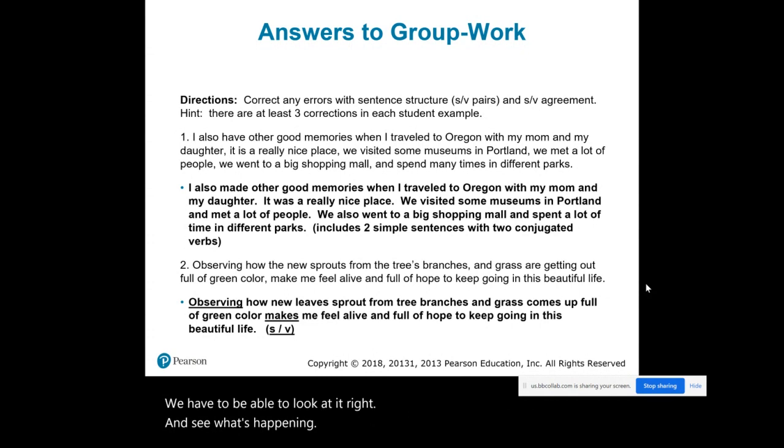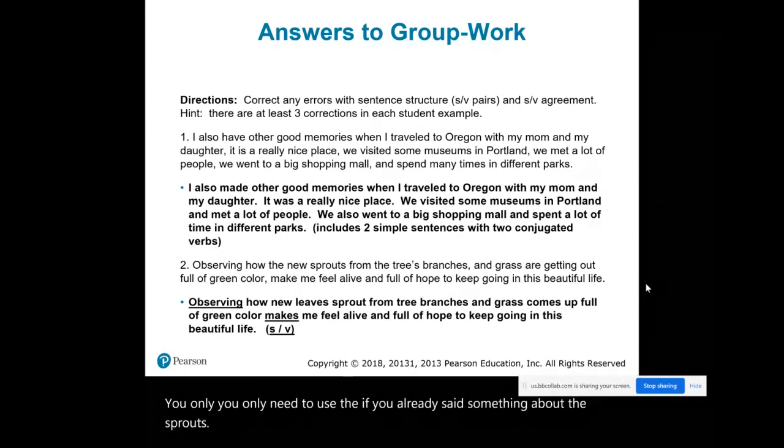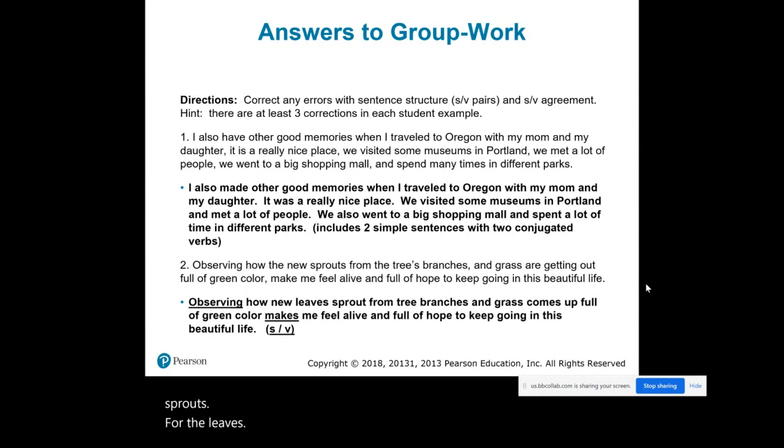Yes, I have a question. Yeah. Why in this sentence we don't need the article? Is it an article? I think yes, it's an article, the, after observing how the new... Why? You only need to use the if you already said something about the sprouts or the leaves. And in the sentences before this sentence, I didn't see a sentence about leaves or sprouts. So we cannot use the unless we already mentioned what it was.